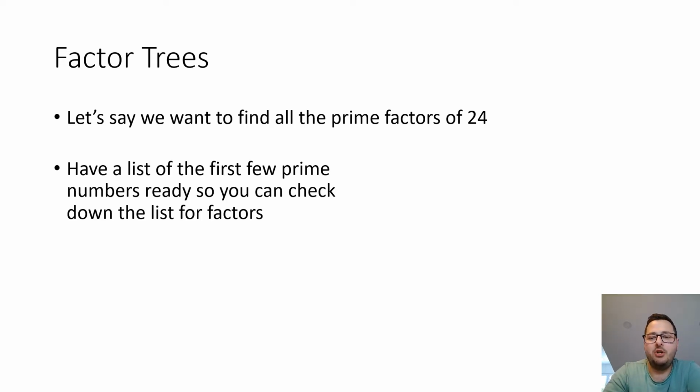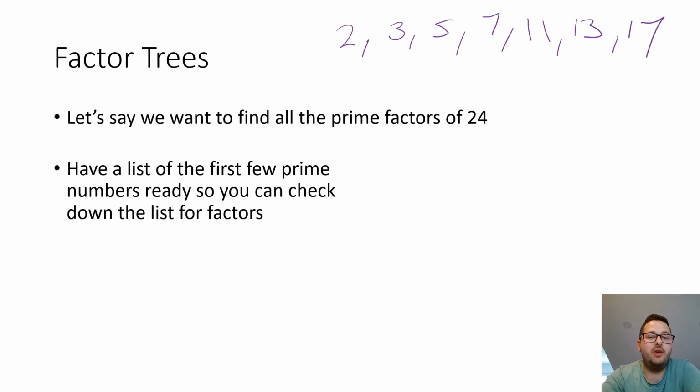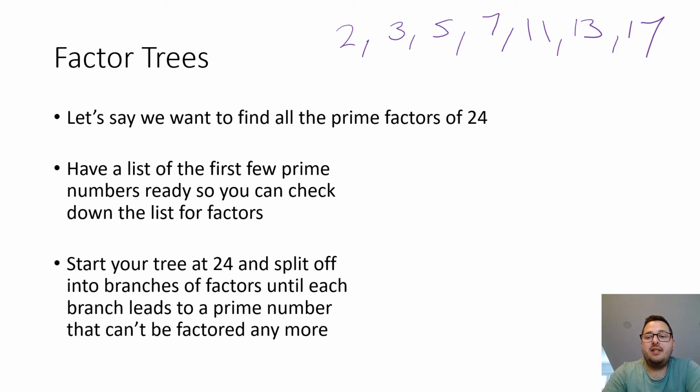The first thing we want to do is have that little list of primes ready. So those first 5 numbers, 2, 3, 5, 7, 11. You probably won't need any more than that, but let's stick a couple more in just in case. So we've got our list of prime numbers ready. Then we start at 24 and split our branches off into factors, pulling out these prime numbers at the end. Let's see what that looks like.